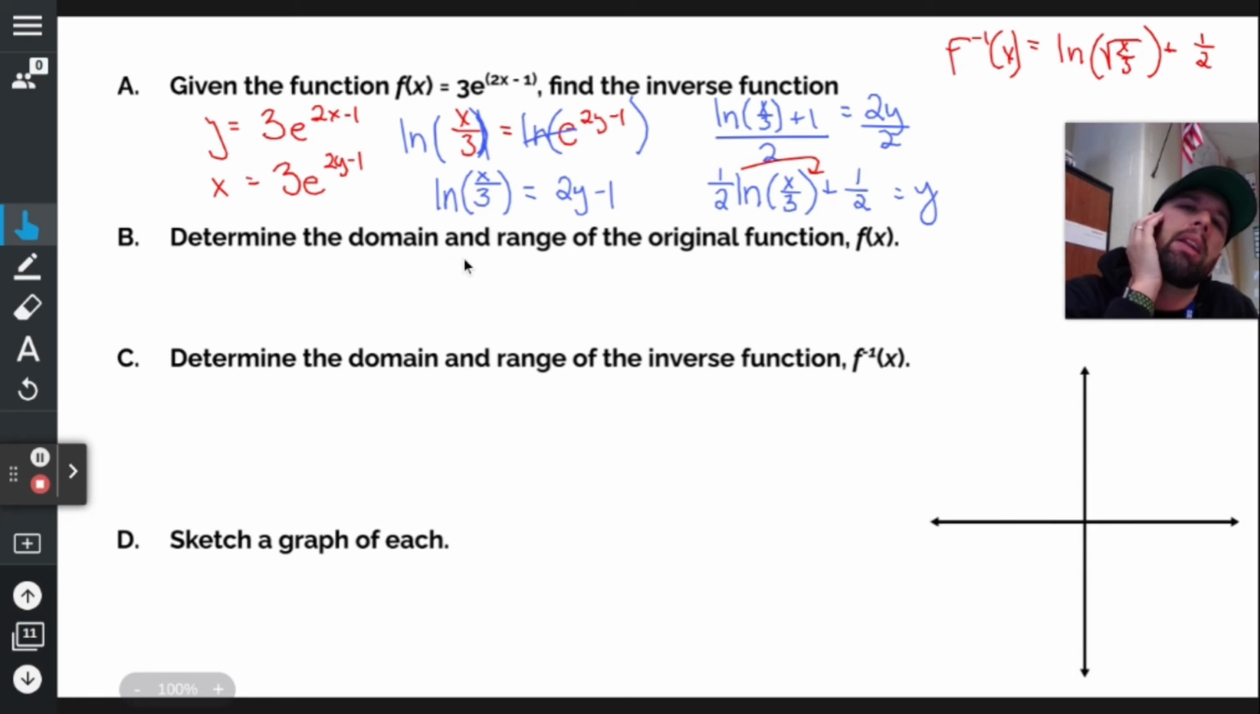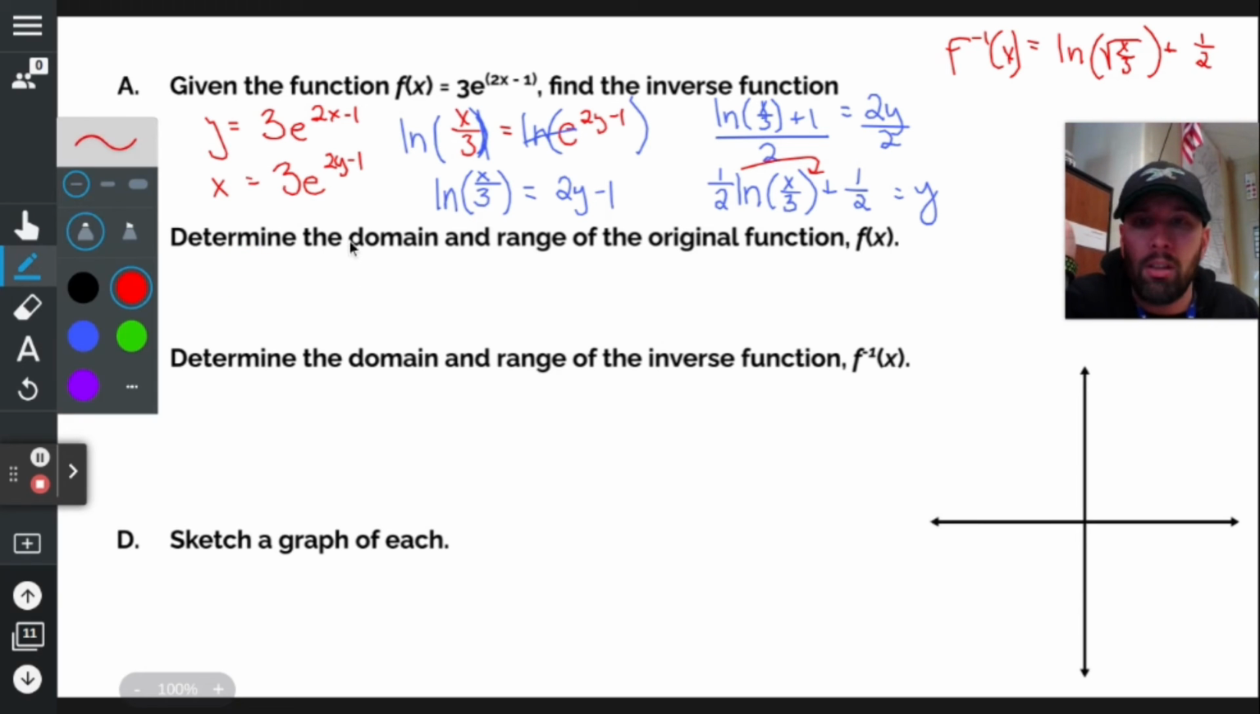Determine the domain and the range of the original function. Well, what am I allowed to plug in? Again, I'm allowed to plug in any number I want as long as it's not negative. So that's not going to change anytime soon. I mean, of course, that would also make sense. I can't plug in a negative inside of a square root. So my domain is not going to change.